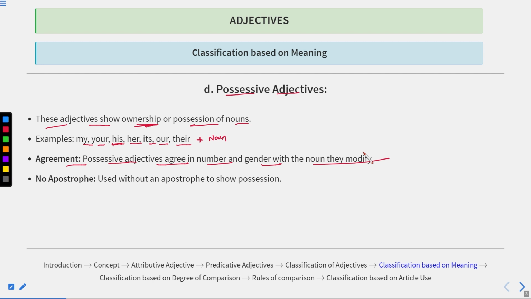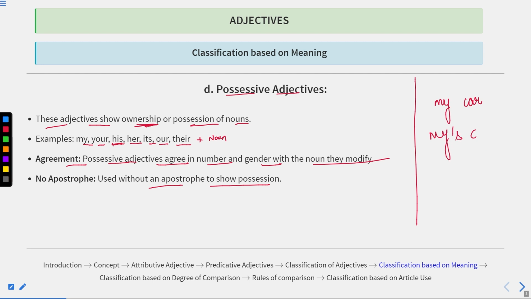No apostrophe: these are used without an apostrophe to show possession. Why? Just because these words are already possessive adjectives, they themselves show the possession. We need not write apostrophe s after them to make them possessive, because they are themselves possessive. For example, if I say my car.